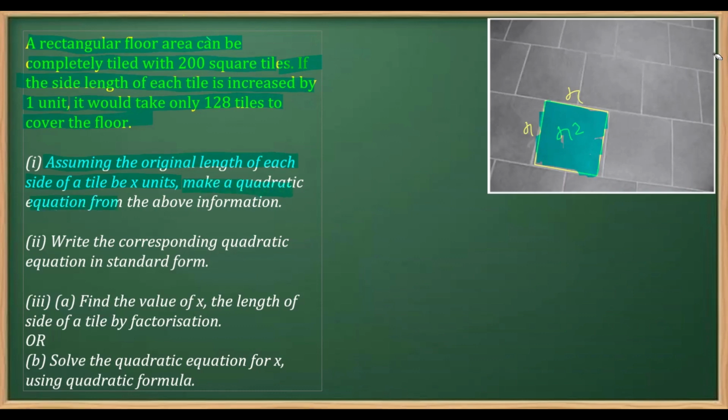We have to find a quadratic equation for this. Now, if I ask you what is the area of this floor, then what should you say? That should be the area of one tile multiplied by the number of tiles, and we have 200 tiles. So 200 multiplied by x square.